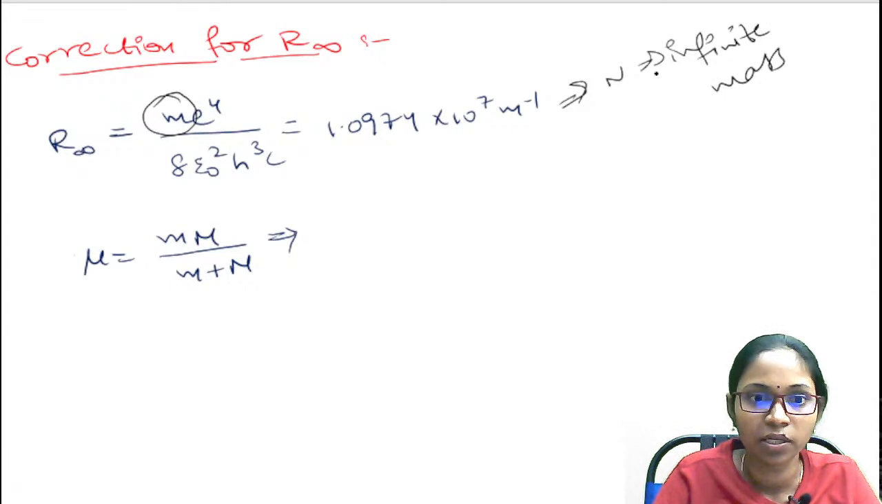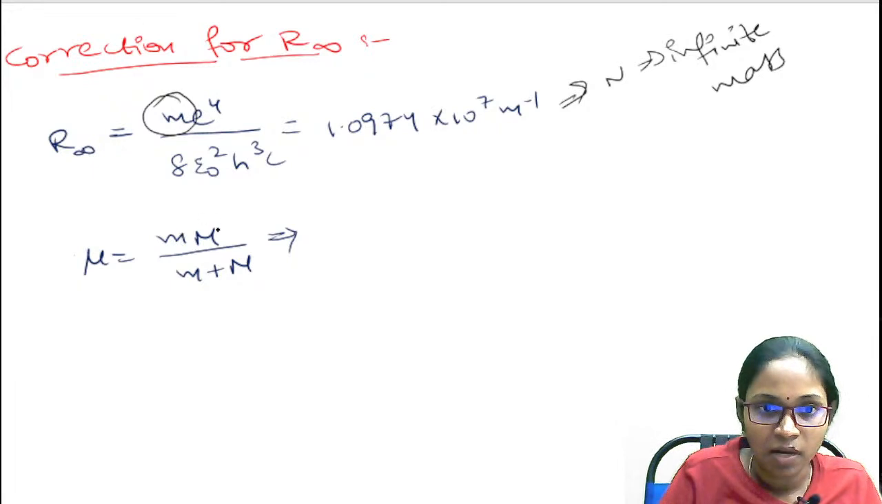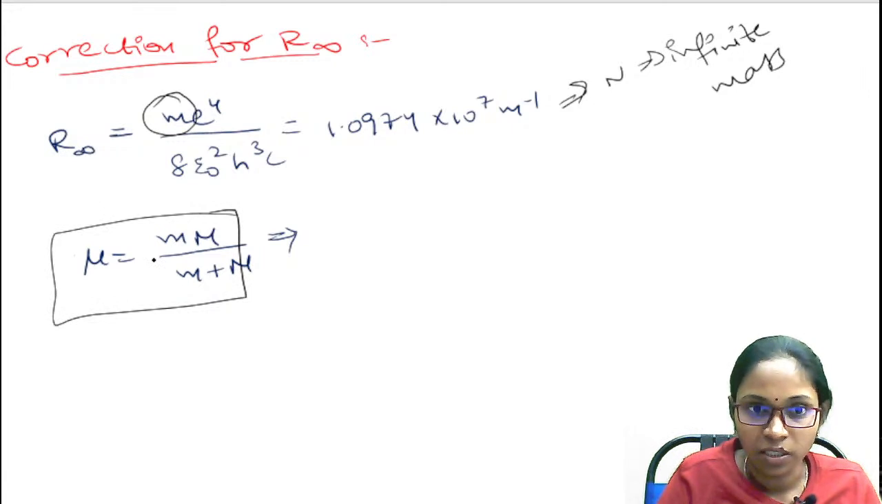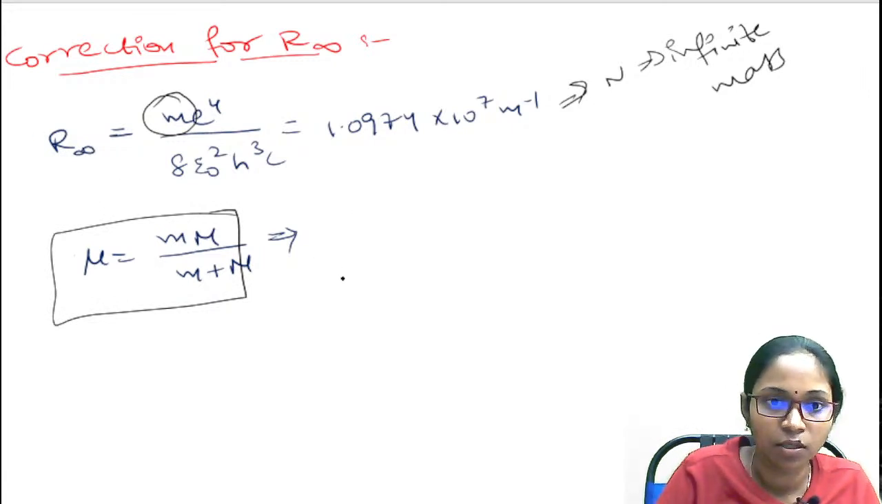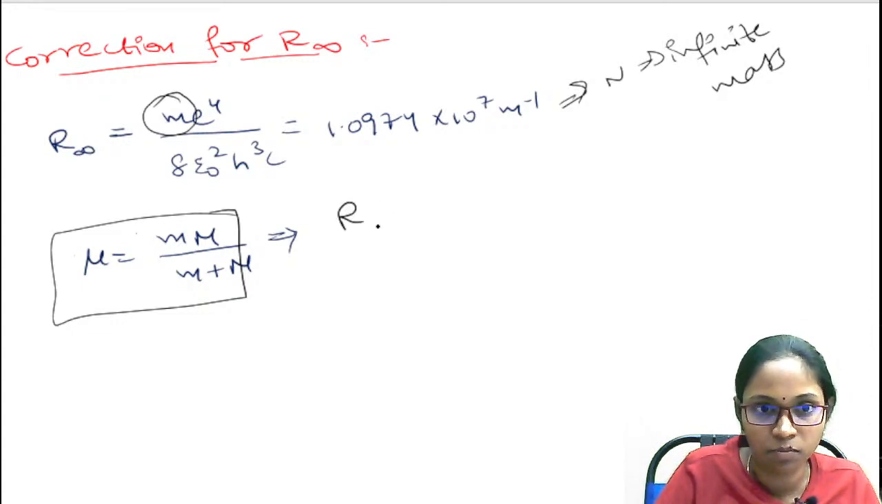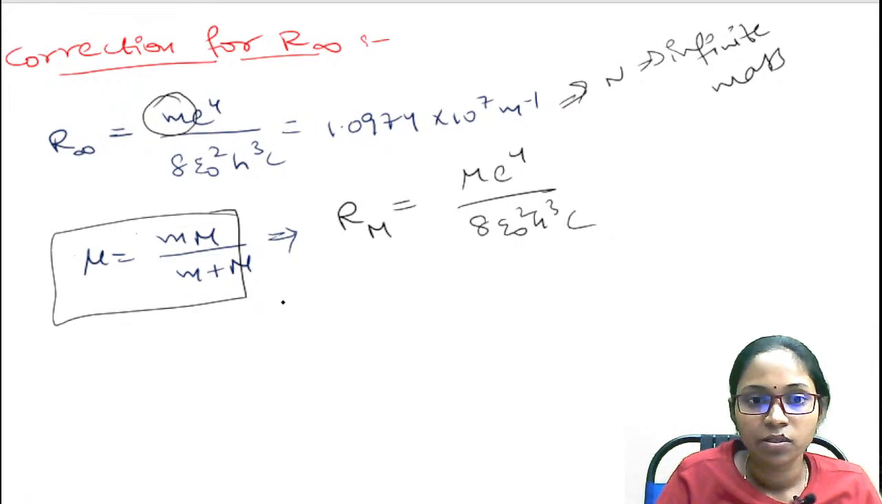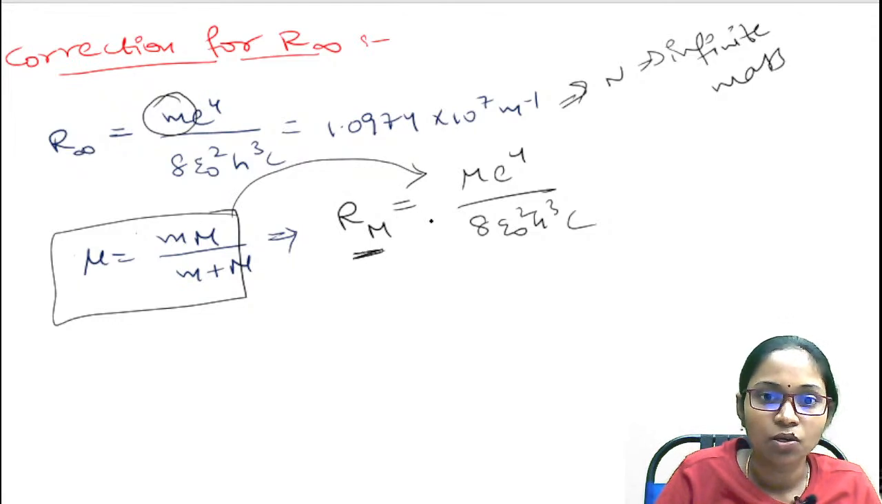We found the equation by considering that. But for reduced mass, we found mu equals m capital M by m plus capital M, that is for a finite nucleus. So what is the Rydberg constant value for a finite nucleus? Simply, in place of m, take capital M for reduced mass. This will be equal to mu e power 4 by 8 epsilon naught square h cube c. You just substitute the mu value in this equation to find the Rydberg constant for reduced mass.